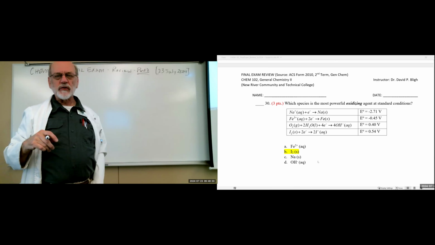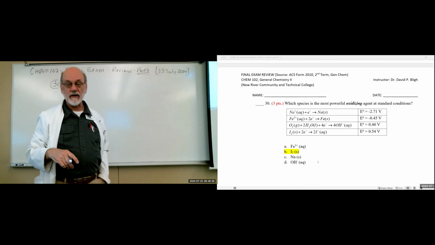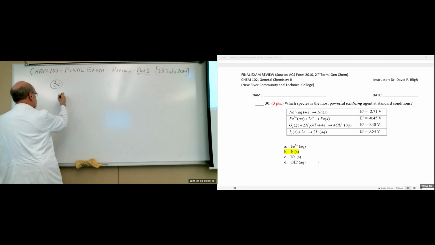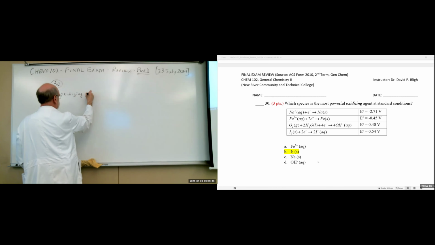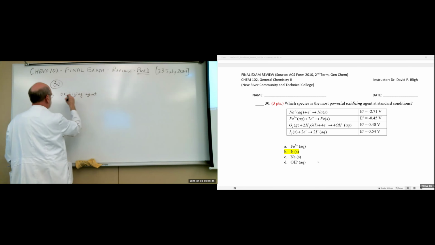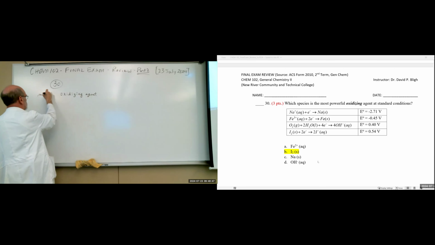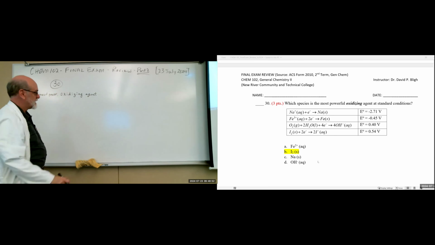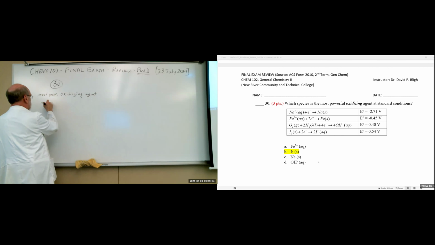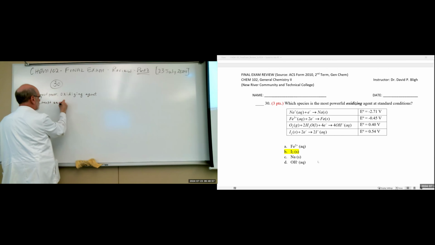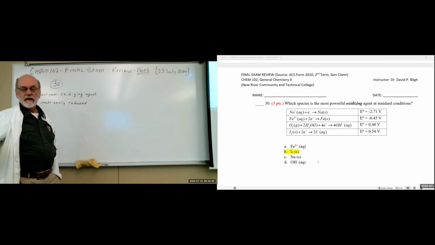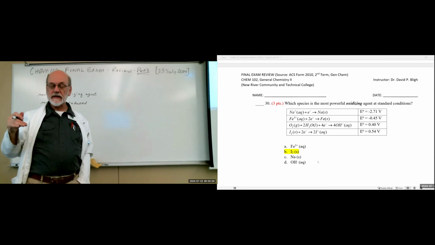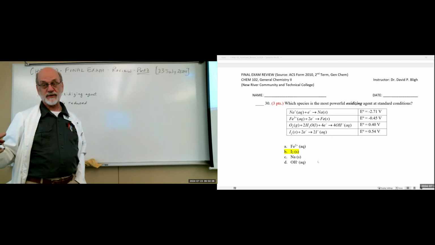Which species is the most powerful oxidizing agent at standard conditions? An oxidizing agent. The most powerful oxidizing agent is the most easily reduced. So the one that's most easily reduced is the more positive of the reduction potentials.